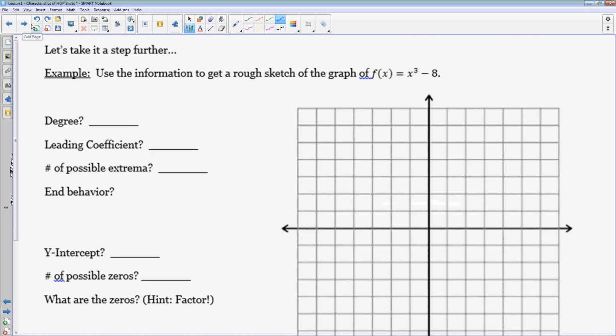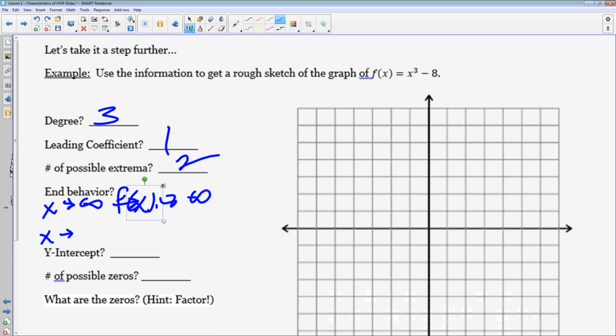All right, the last problem, we're going to take it a tiny step further, and we're going to see if we can sketch a graph of this. All right, so my degree is 3. That's odd, so I know it's going to be doing opposite things. My leading coefficient is 1. My number of possible extrema is going to be 2. My end behavior, because my leading coefficient is positive, on the right, we're going to be going to positive infinity. And we're going to do the opposite on the left.